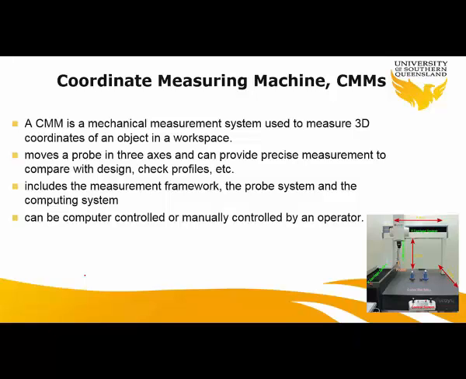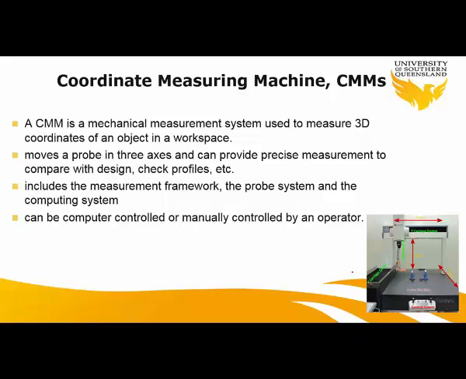How it works is you have a probe that you can move on three axes, and that can provide you the precise measurement, so you can compare the coordinates of what you've measured on the object with the ones in the design, and see whether the design is matching what you've already manufactured. So it's a good way of checking that. It can be computer controlled, or it can be manually controlled. We do have different types of CMMs.